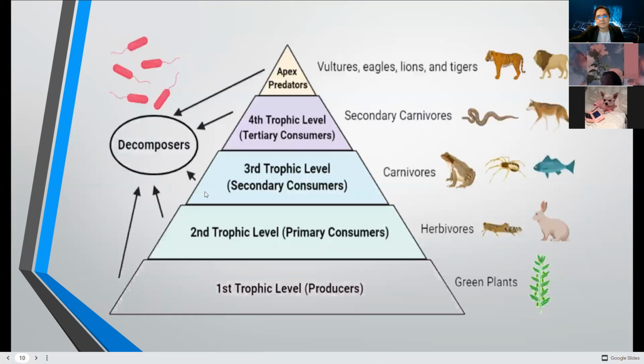If you look at the pyramid, this is your trophic level. The first trophic level, again, are the producers. They are responsible for producing their own food and producing food for the rest of the trophic levels. As you can see, the first trophic level is the biggest among all because this is the base. Let me take this call for a while.